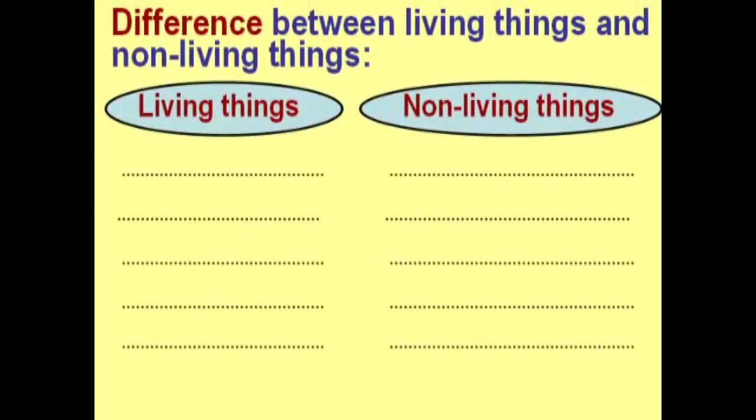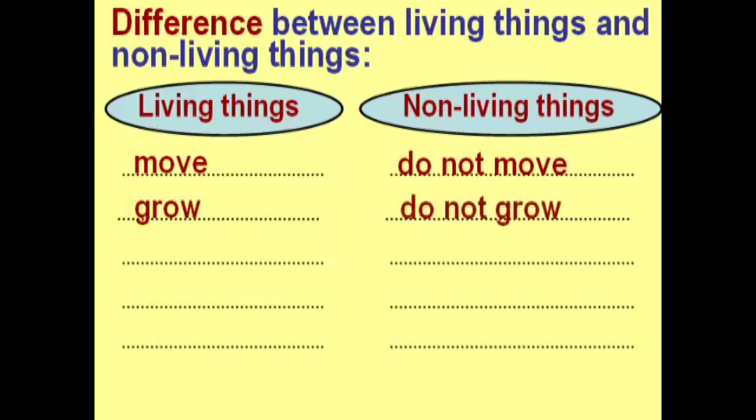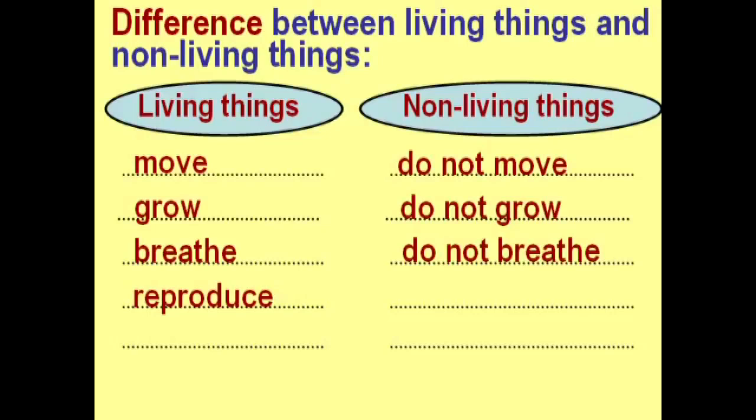Difference between living and non-living things. One side is living thing, second side is non-living thing. So living things move, non-living things do not move. Living things grow, non-living things do not grow. Living things breathe, non-living things do not breathe. Living things reproduce, non-living things do not reproduce. Living things die, non-living things do not die.